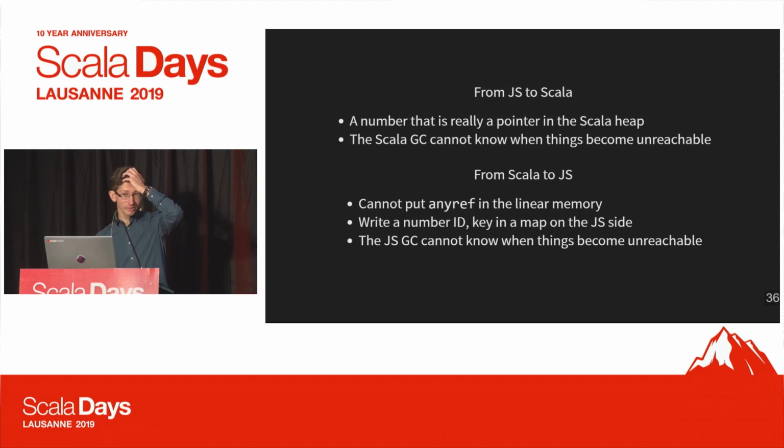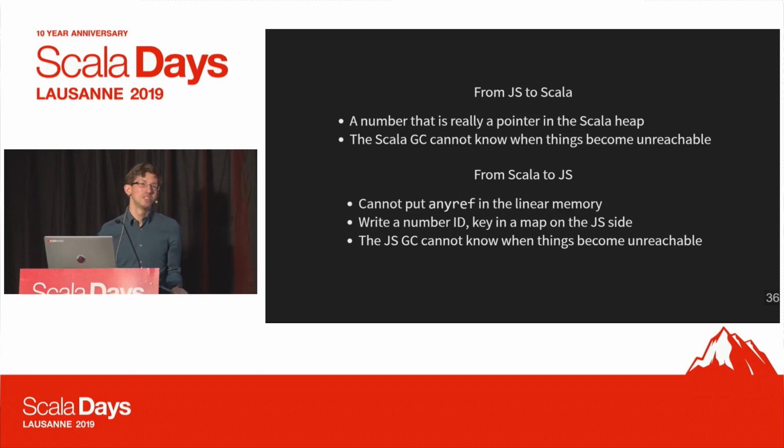And, well, for pointers from the JavaScript heap to the Scala heap, the only thing we can remember is that on the Scala heap, objects are just pointers in the linear memory, so basically they're numbers. So yeah, you can hold a number in JavaScript, that's okay. But the problem is then that the Scala GC cannot know which objects are reachable or not, so it can never garbage collect anything. And then for the other arrows from Scala to JavaScript, since we cannot put any refs in the linear memory, what we're going to do is put IDs, integer IDs, that are basically keys in a map in JavaScript that will actually map to the real objects from the JavaScript side.